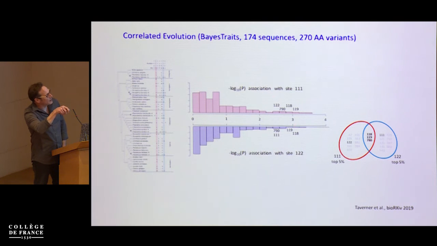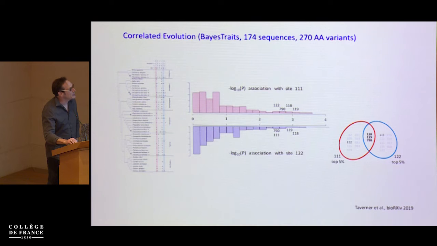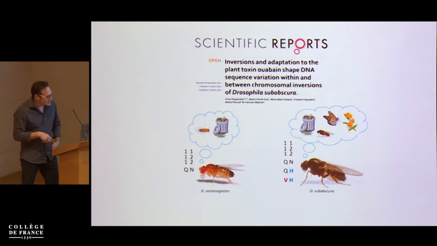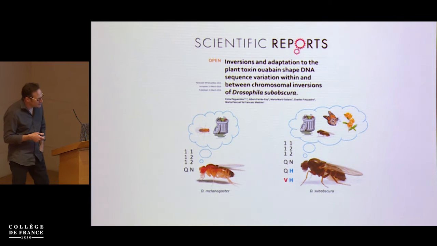Interestingly, 111 and 122 are highly correlated with one another. That's one thing to come out of this. And if you look at the cross-section of these two, you see 3 sites that are strongly correlated with both of them. But what really gave us confidence that we were on the right track was this paper, which appeared a few years ago.